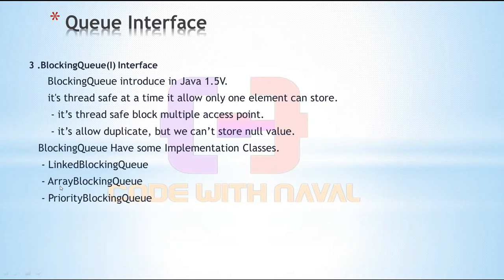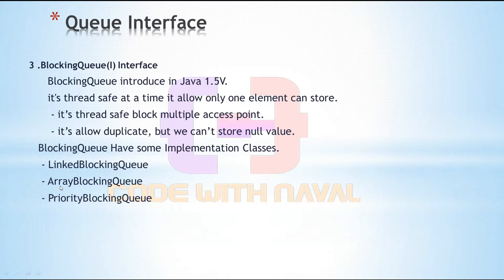Then the third one we have is BlockingQueue. This one is also an interface. BlockingQueue was introduced in Java 1.5. It is thread safe. At a time it allows only one element to be stored or retrieved, because this is a blocking queue and it's thread safe. That's why it's blocking.